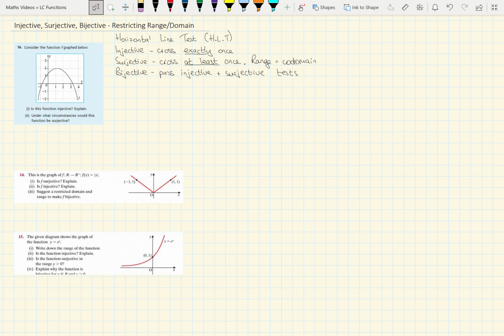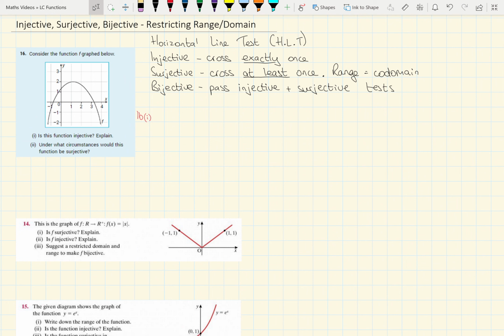Okay, so in this video we're going to have a look at injective, surjective and bijective functions, and we'll focus on questions that involve restricting the range, the domain, or possibly the codomain. So if we have a look here at 16, part 1, I've written above here the tests that we carry out for all three, and then the conditions that they must satisfy to either pass or fail the tests. So 16 part 1, we're asked if the function is injective.